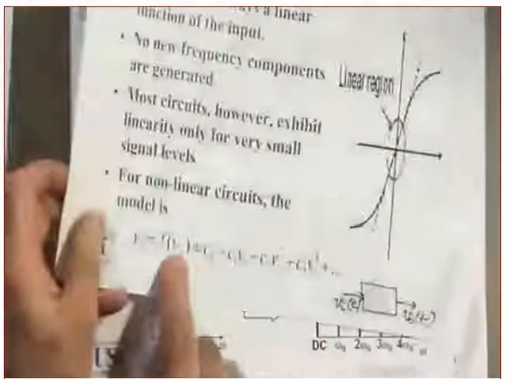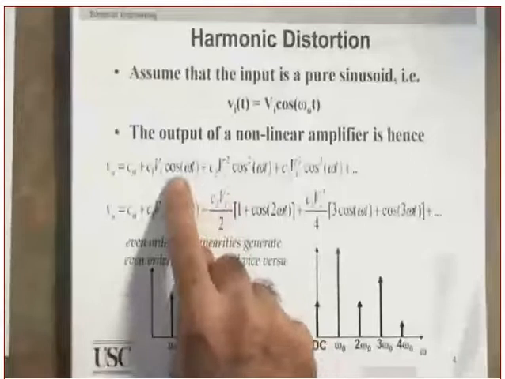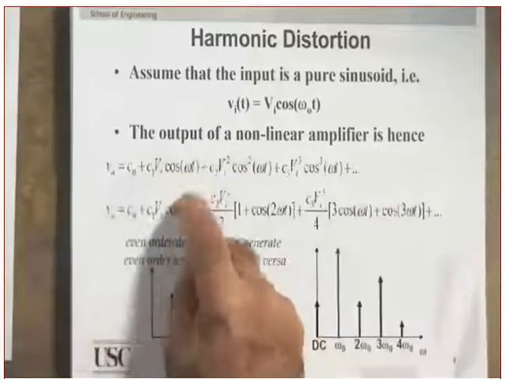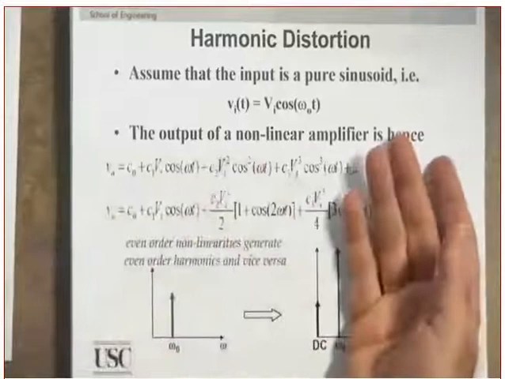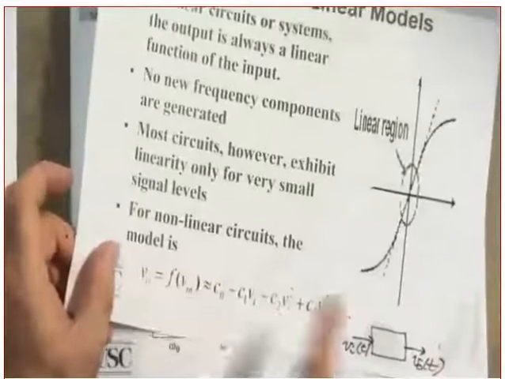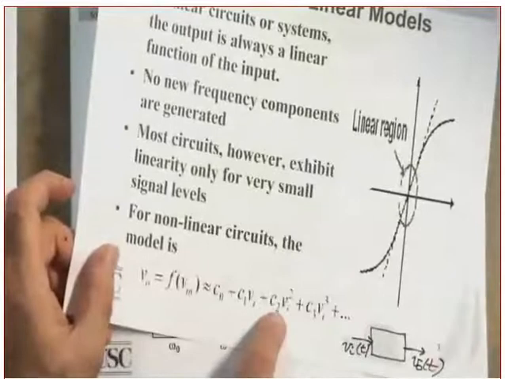C0, this is the constant term, plus C1 Vi cosine omega naught t. What happened to the omega naught t? Everything is omega naught t. Are you following me or not? Okay, omega naught t. This term came from who? From this guy. Yes? Okay.